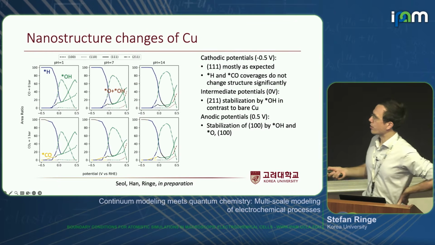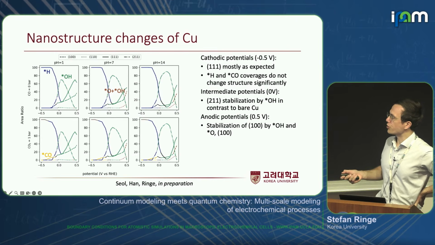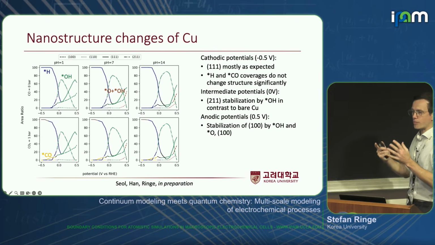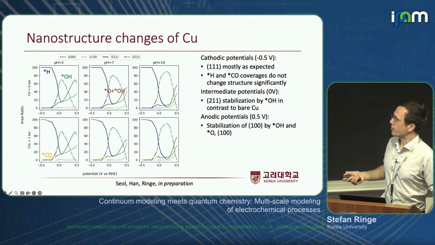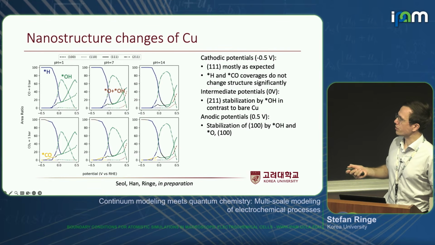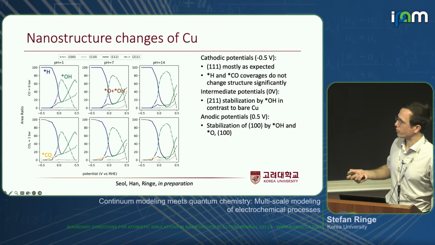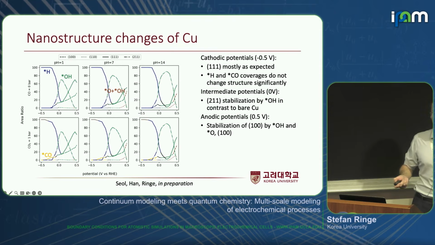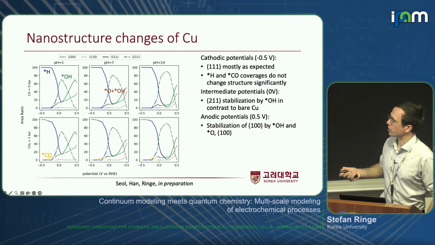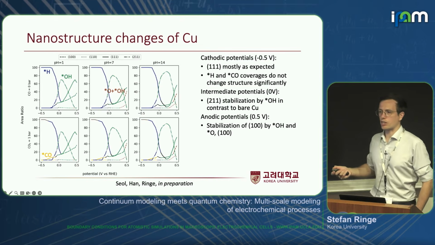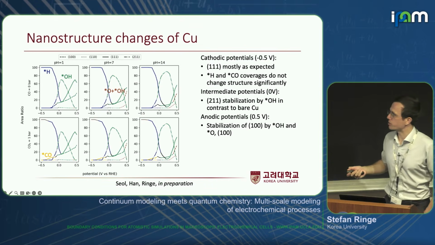And we can then also go ahead and calculate the area ratio of the different facets to find out the shape of the nanoparticle. And we can see, interestingly, we still have to investigate this more, but we saw that the 111 facet is more stable only if we go to reducing conditions. Then it's usually covered by hydrogen. But in the intermediate voltage region, we actually saw the 211 facet to pop up, which was quite surprising for us, with hydroxyl coverage. So hydroxyl was able to stabilize the 211 surface substantially.